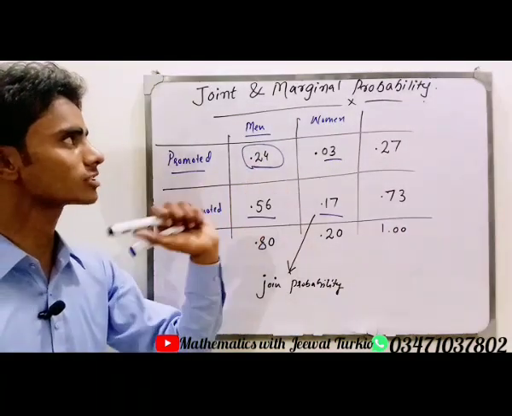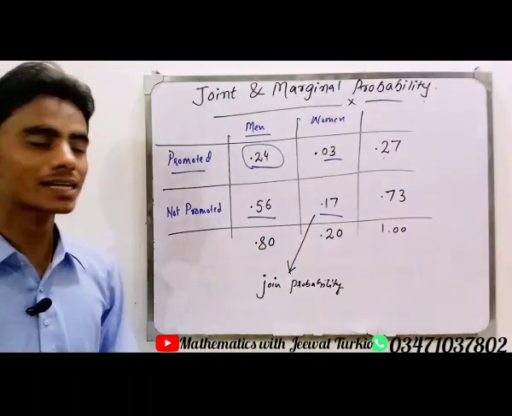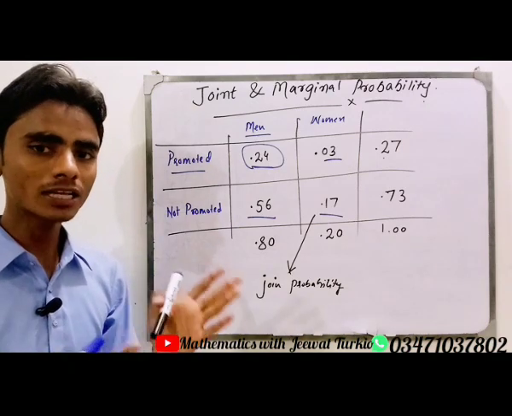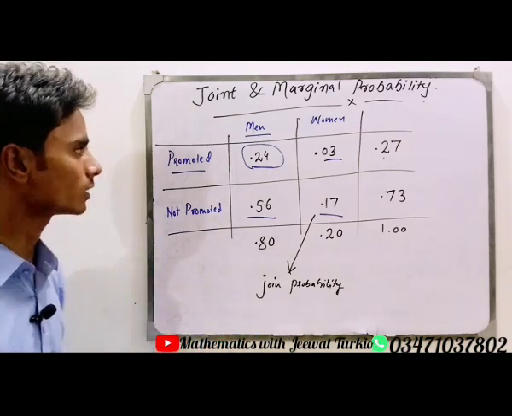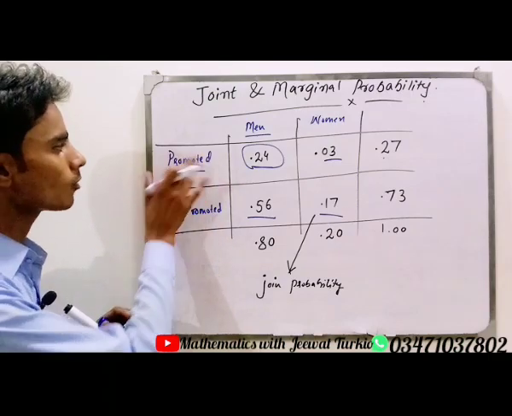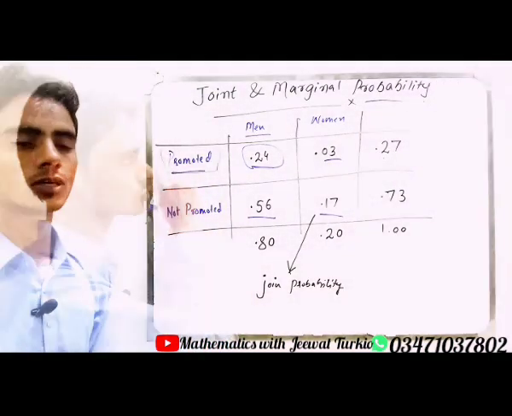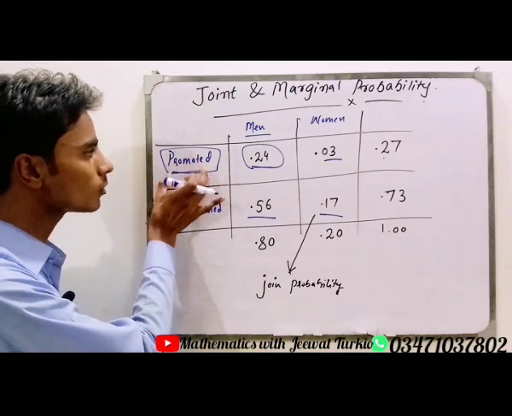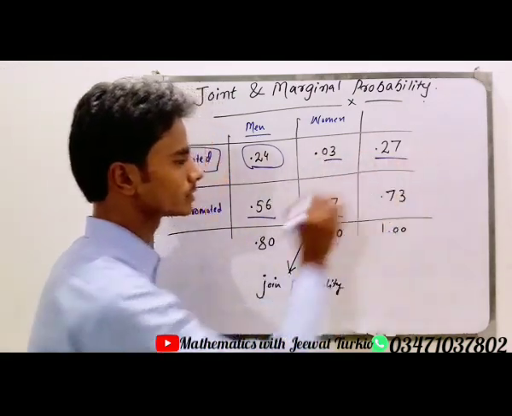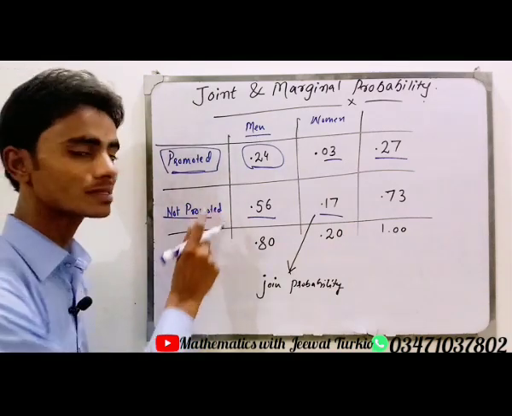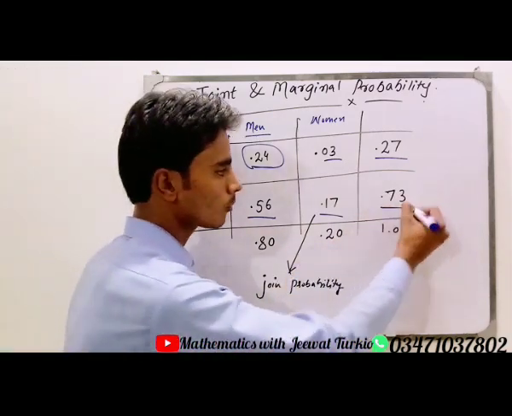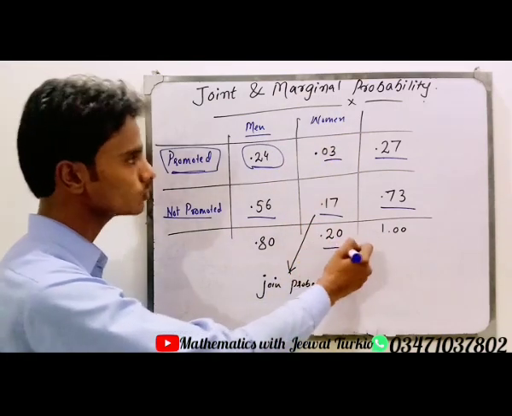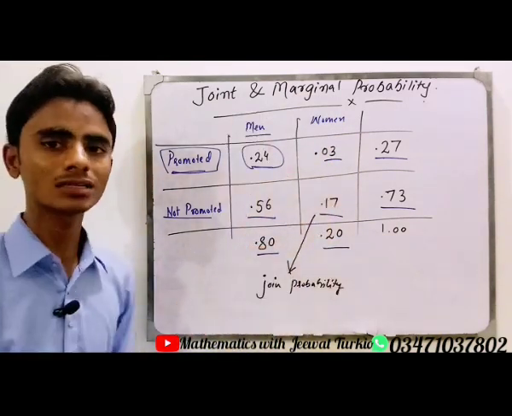And the next concept is marginal probability. Marginal probability shows the probability of each event separately. Let's suppose, what is the probability that the selected person is promoted? This shows the probability of each event. The probability that the selected person is promoted is 0.27, and not promoted is 0.73. The probability that the selected person is a woman is 0.20, and a man is 0.80.